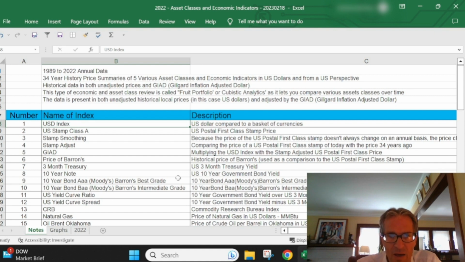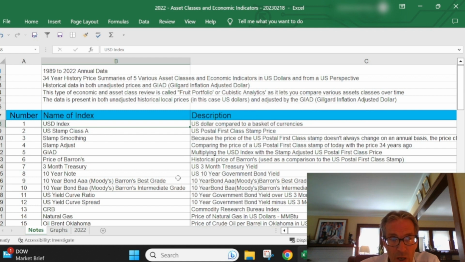This is a basket of currencies, weighted against the US dollar: the euro, British pound, Swiss franc, Swedish crown, Canadian dollar, Australian dollar, Japanese yen, and the New Zealand dollar. I also include the US Class A, the first class stamp price, for putting together the Gilgard inflation adjusted dollar.